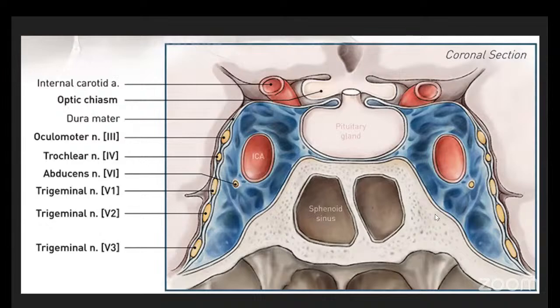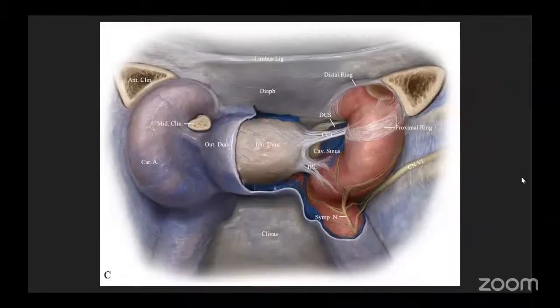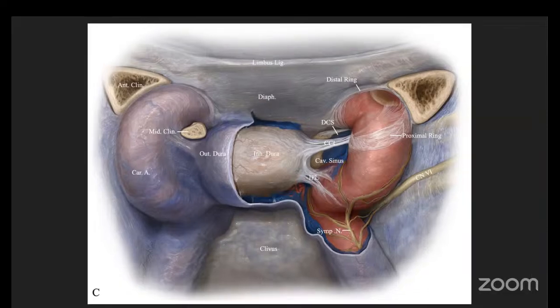Yes. Okay. Now, this is a very beautiful illustration of the clinoidal segment, the cavernous segment, and the anterior clinoidal process itself. It is also going to help you imagine what happens once you do a clinoidectomy. This is the proximal ring, right? This is the distal ring, which is a proper dural ring. Once the ICA goes in, it becomes intradural. There is no subarachnoid space here, there is no CSF, etc.